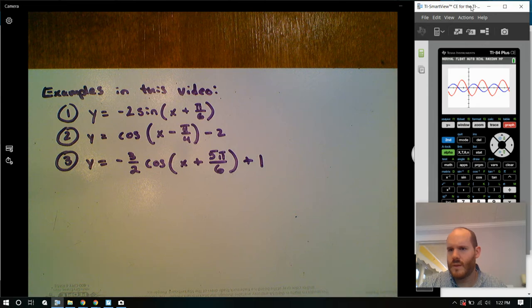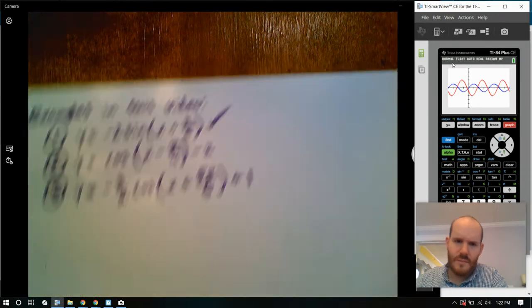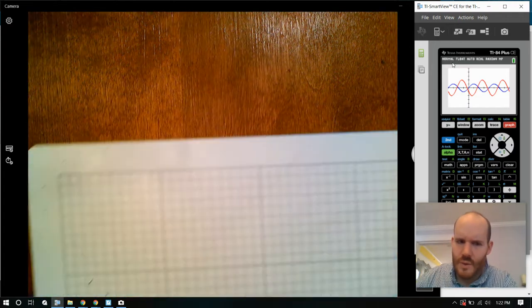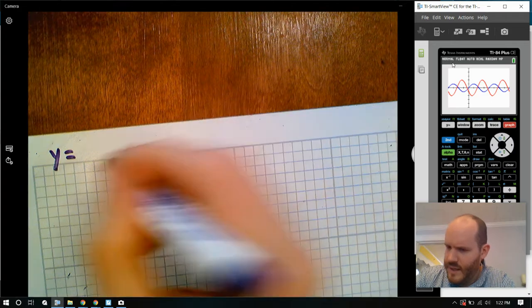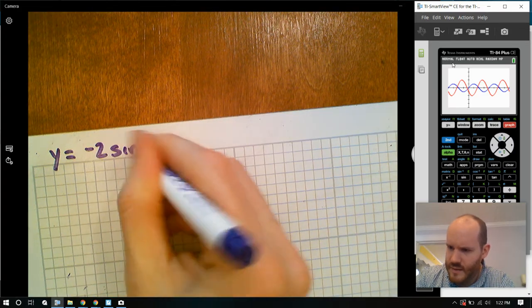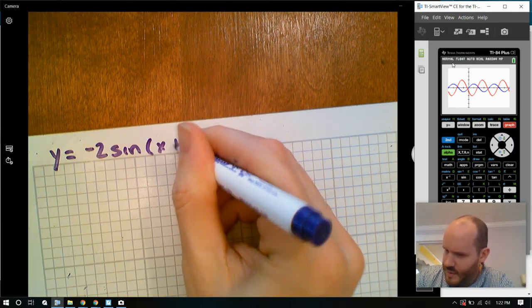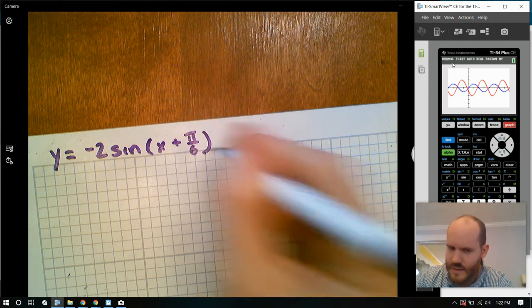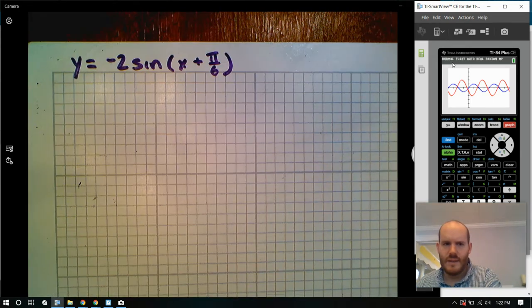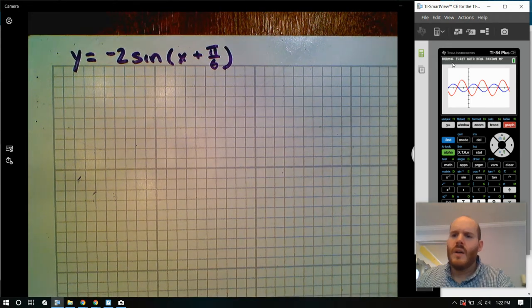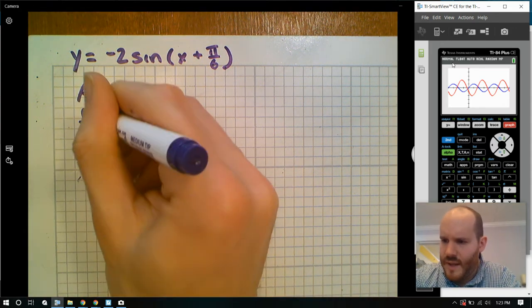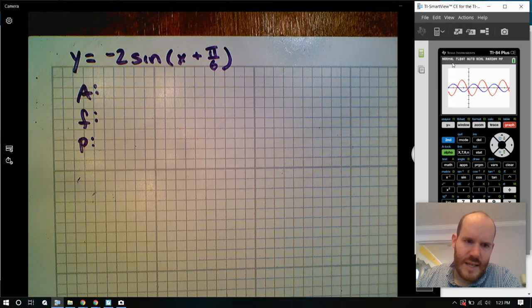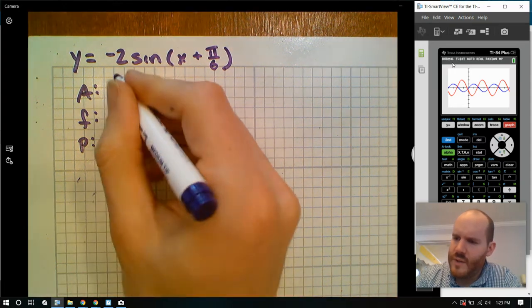So let's get right to it. My first equation is this one. I'm going to write it out here: y equals -2 sine of x plus pi over 6. And I want to make this graph. Just like before, I'm going to do amplitude, frequency, and period, my helper descriptors to help me scale out my graph. Those values I can read off from here.